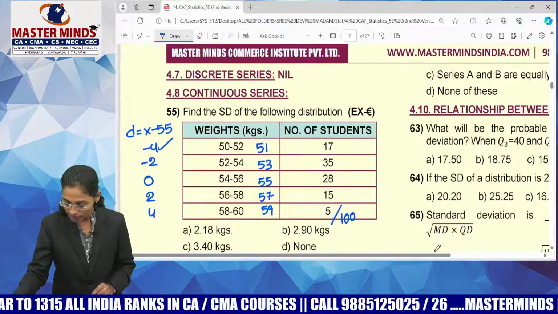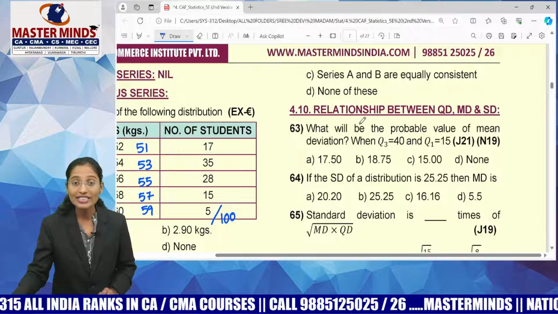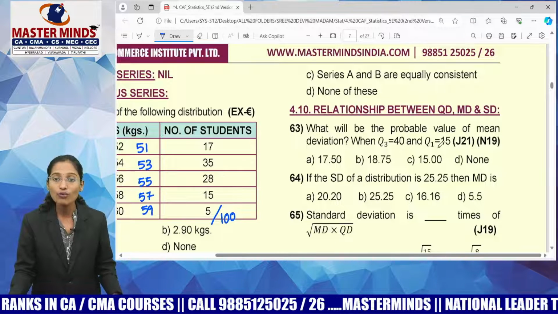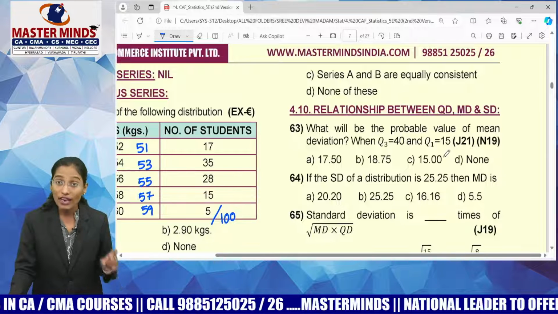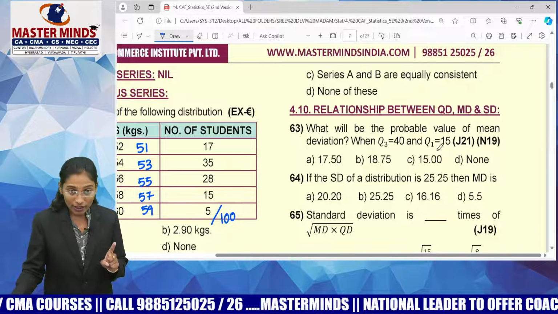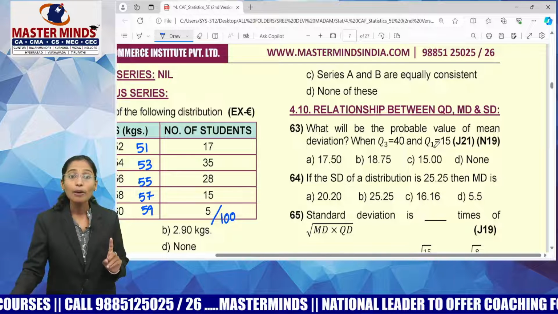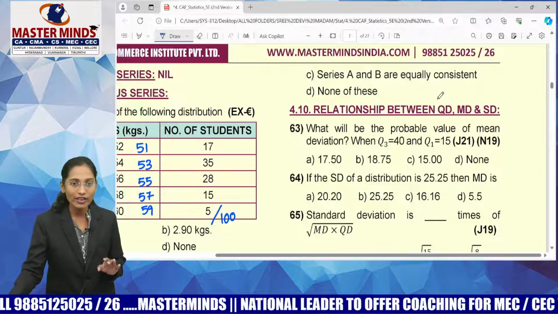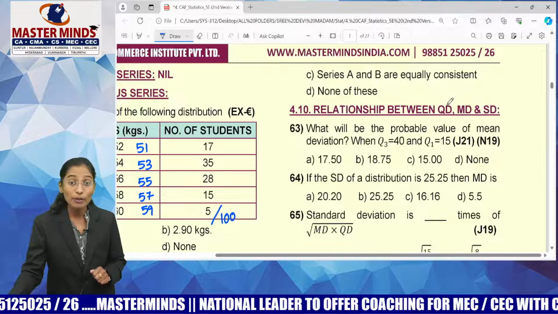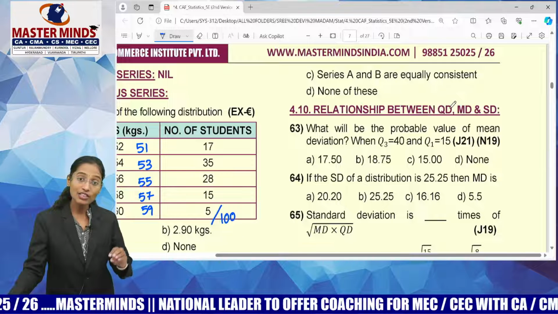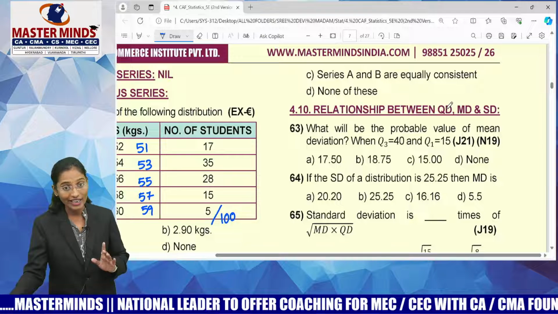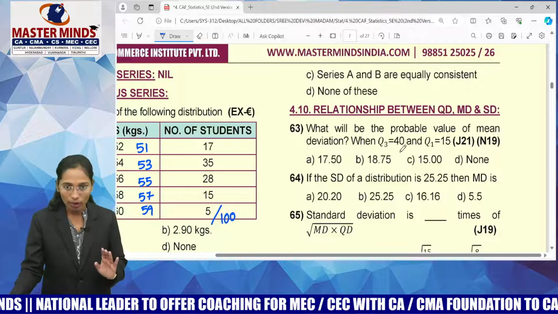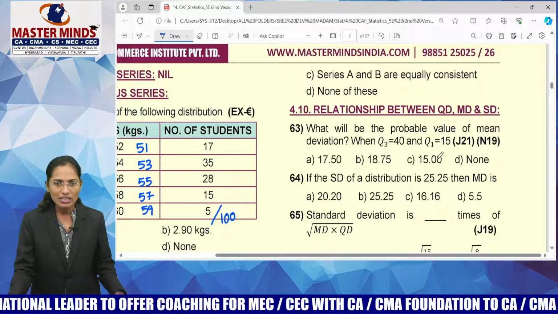Now, coming to the next MCQ, guys, a different MCQ. Look at 63. What will be the probable value of mean deviation when Q3 equals 40 and Q1 equals 15? Guys, while explaining the concept called quartile deviation, I gave you a formula for median. Do you guys remember? What is the formula for median? Q3 plus Q1 by 2. Sometimes they'll ask you to calculate the coefficient of mean deviation also. In that case, you need mean deviation and median. You can use that formula. For now, we don't need it. Q3 is given and Q1 is given.